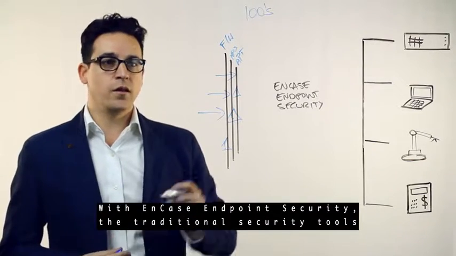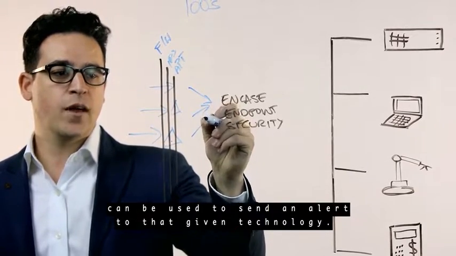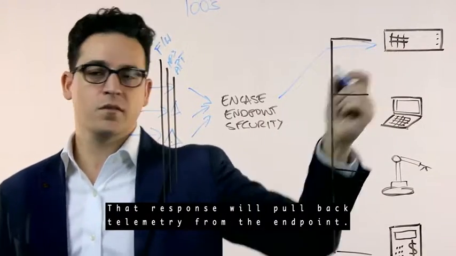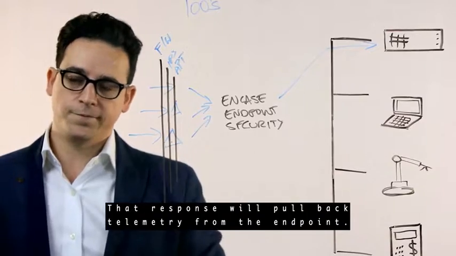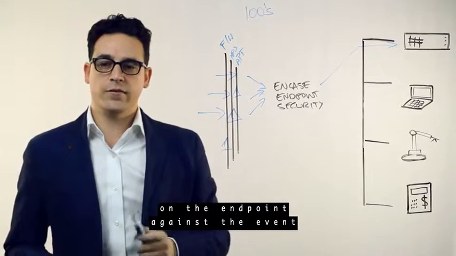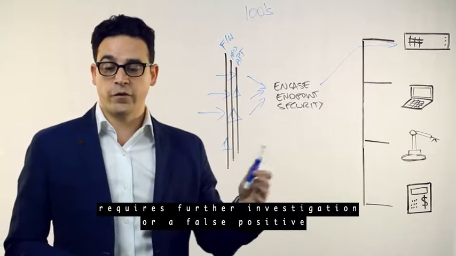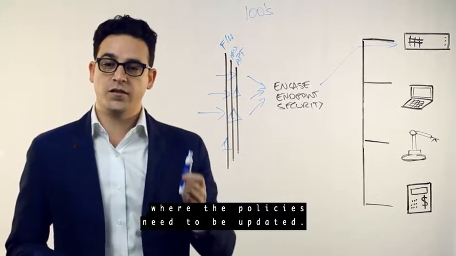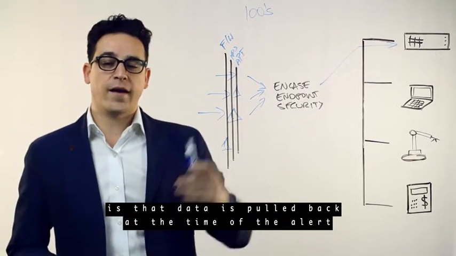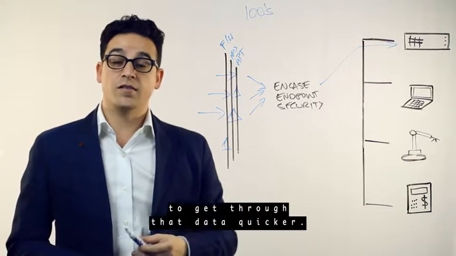With EnCase endpoint security, the traditional security tools can be used to send an alert to that given technology. EnCase endpoint security will then trigger a response. That response will pull back telemetry from the endpoint. That telemetry can be used to validate information on the endpoint against the event and then verify that alert is a true positive alert that requires further investigation, or a false positive where the policies need to be updated. The beauty of this automation process is that data is pulled back at the time of the alert and there's no data loss. It also allows security teams and security analysts to get through that data quicker.